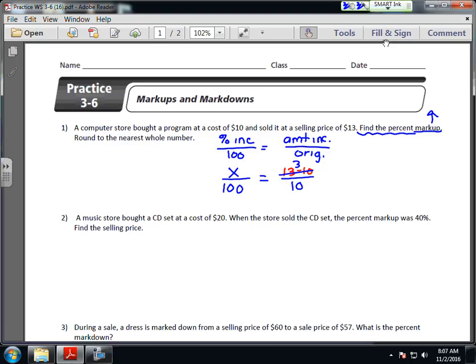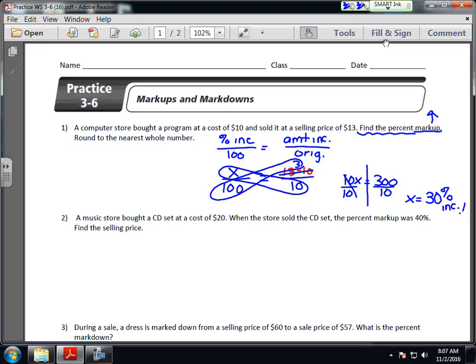What do I get when I do 13 minus 10? I get 3. Let's go ahead and cross multiply. 10 times x is 10x equals 3 times 100 is 300. Draw my imaginary line. What do I do next? Divide both sides by 10. And I get 30% increase.